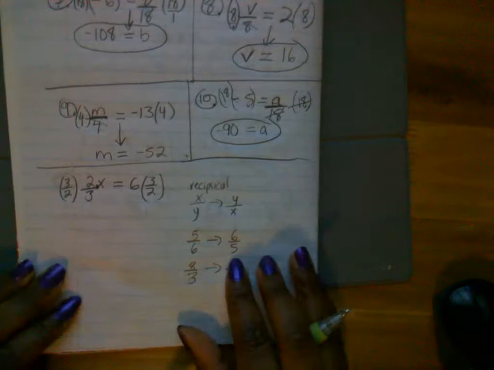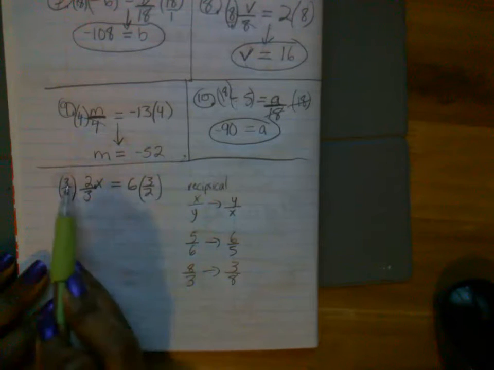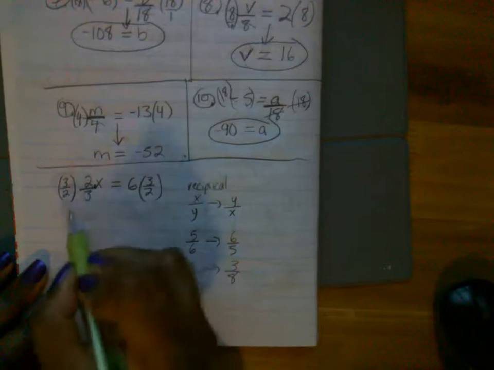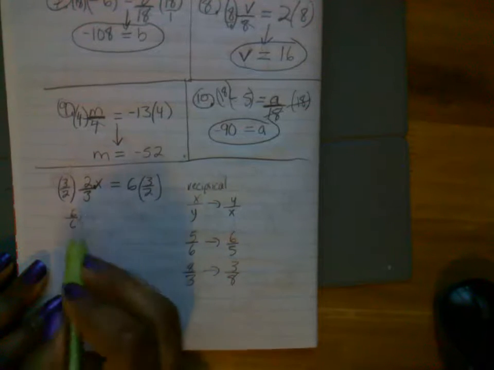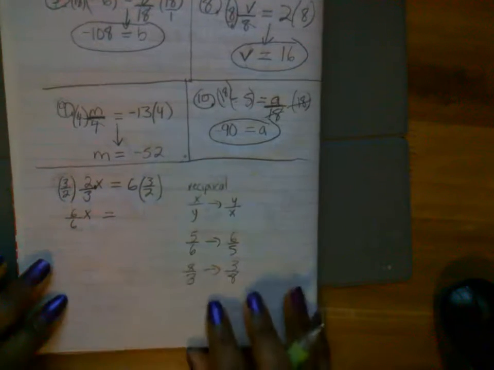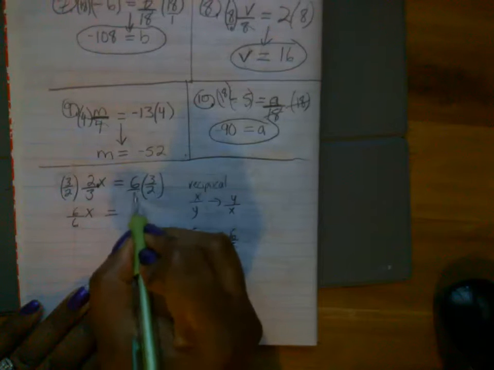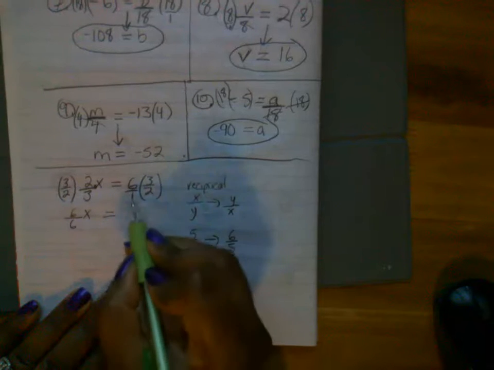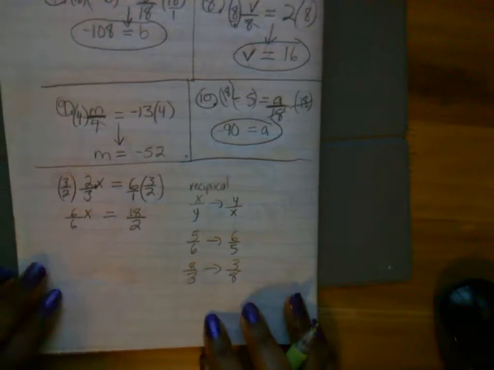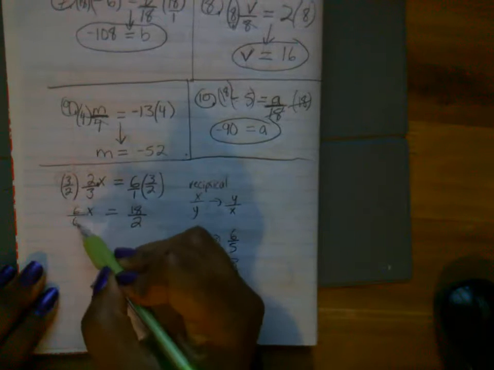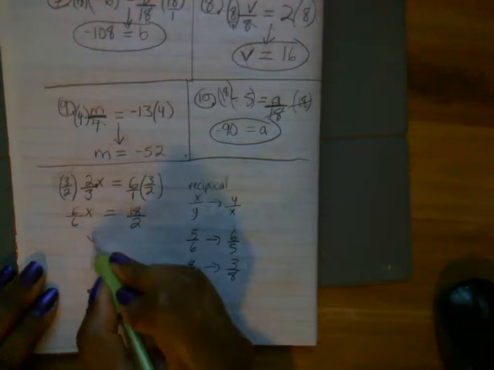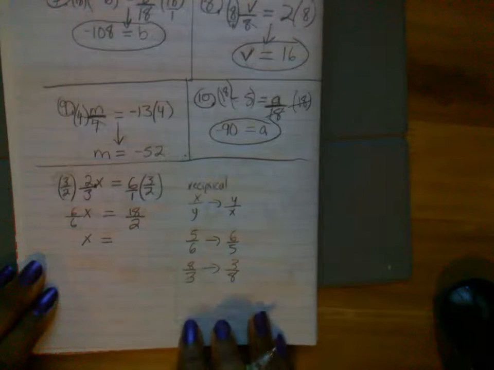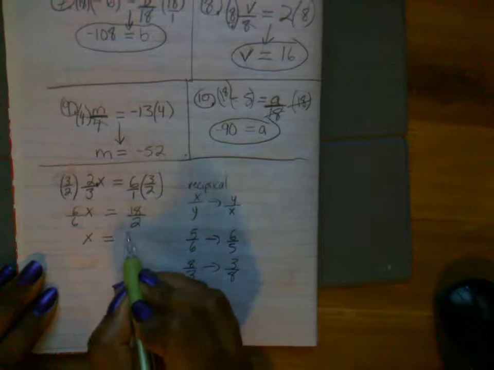All right, so now when I multiply by the reciprocal on both sides, this will give me 6 over 6 x, because 3 times 2 is 6. On this side, put a 1 under this, and I multiply straight across here. 6 times 3 is 18. 1 times 2 is 2. So now we have 6 divided by 6, or 6 goes into 6 one time. So that's 1x. Bring down the equal sign. 18 divided by 2 is 9.